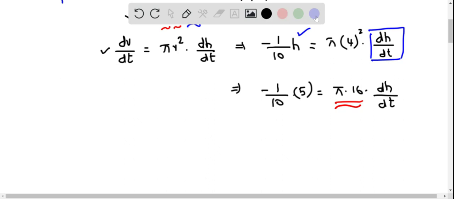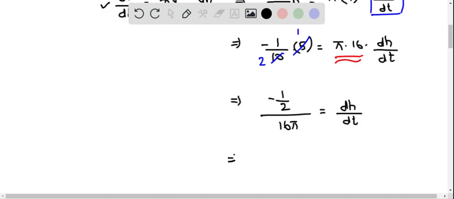And when I do that, before that, let me do the simplification. So this is cancelled as 2 times. So basically we have negative 1, 2, that is half, divided by 16 pi. This gives dh over dt. So we can simplify this as dh over dt equals negative 1 over 32 pi. So this is the rate at which the height is changing.